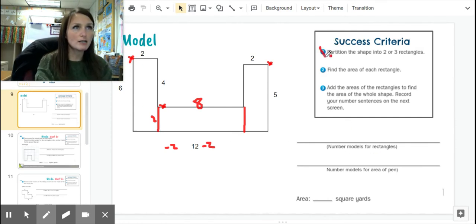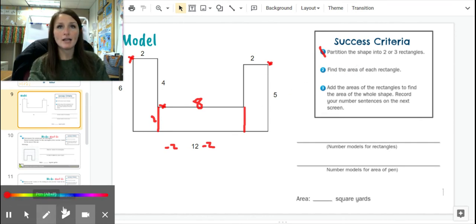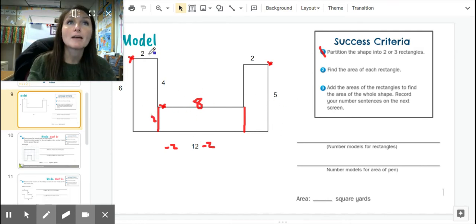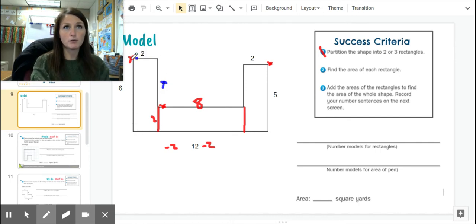So I partitioned it. Now I need to actually find the area. So I'm going to go ahead and step in. I'm going to use a different color to make it easier for you to see my area. All right, so now I'm going to step back in. So it says 2 times 6. This is here. Again, I'm not multiplying that because I'm trying to find the area of this whole rectangle. So 2 times 6, that is 12.